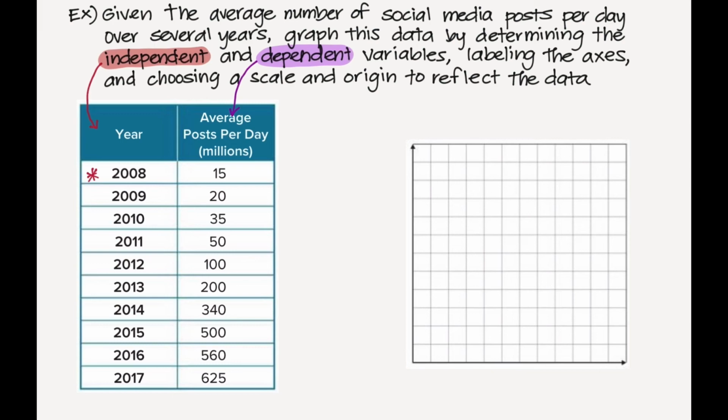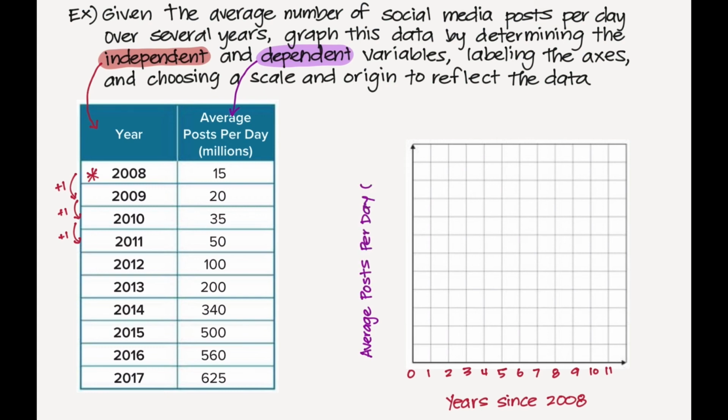So now looking at my data, the very first year listed is 2008. So my x-axis I'm going to label as years since 2008. And looking, I go 1 year, and then another year, and then adding 1 more year. So really I can count by ones on the x-axis. Instead of writing 2008, 2009, 2010, I can really equate the number 0 to 2008 and the number 1 to 2009.